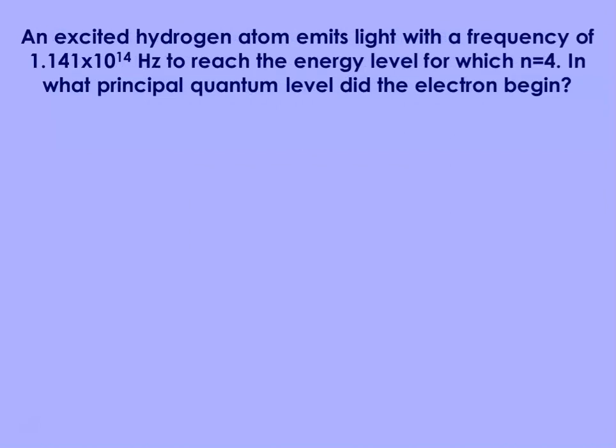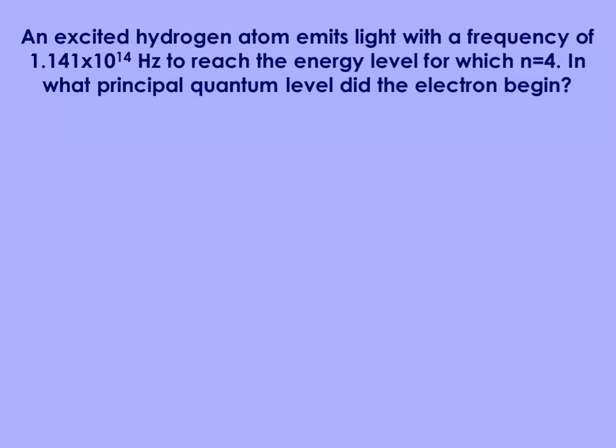So I believe this is our last question. Here we have an excited hydrogen atom that emits light with a frequency of 1.141 times 10 to the 14th hertz. So remember, we can use our frequency to help us find wavelength. We can also use frequency to help us find energy. It says this was needed to reach the energy level for N of 4. And it's emitting light, so it's releasing energy to be able to get to an N of 4.